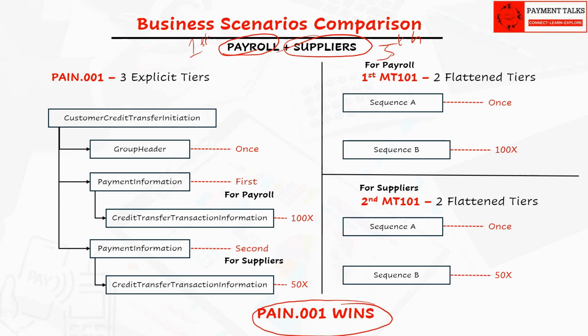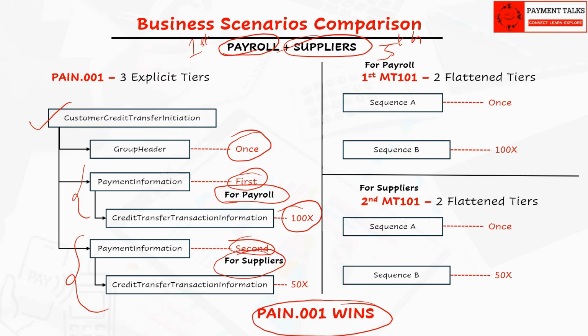As you can see, PAIN.001 in one file has one group header, first payment info with the payroll debit account with the 1st Jan execution date and 100 salary beneficiaries under the first payment info. Then second payment info with the supplier's debit account with the 5th Jan execution date and 50 supplier beneficiaries under the second payment info. Whereas MT101 is split into two separate messages.